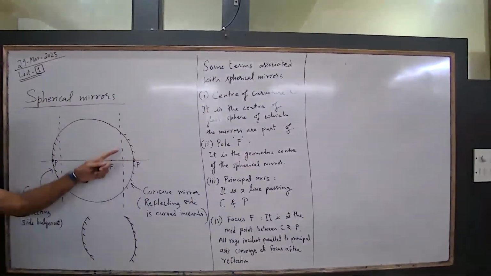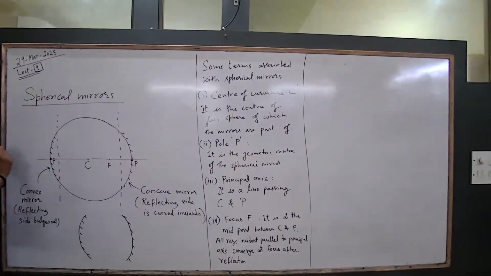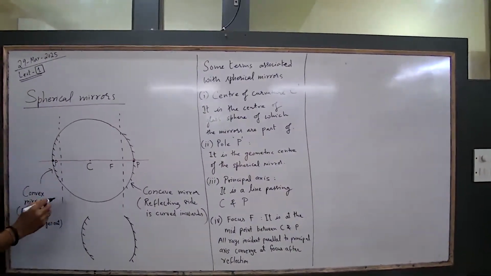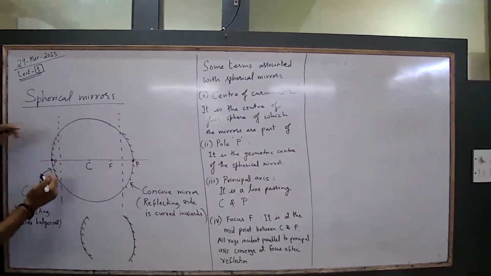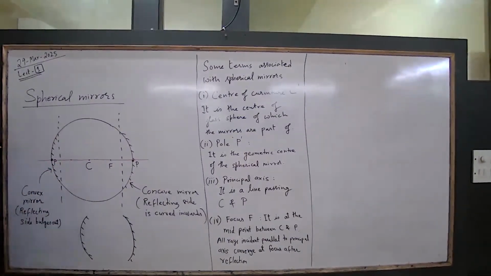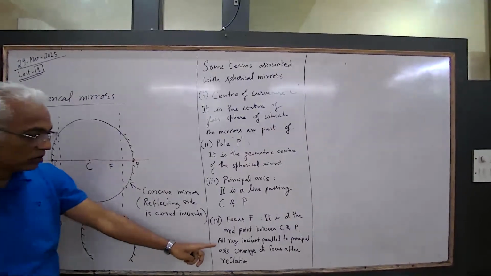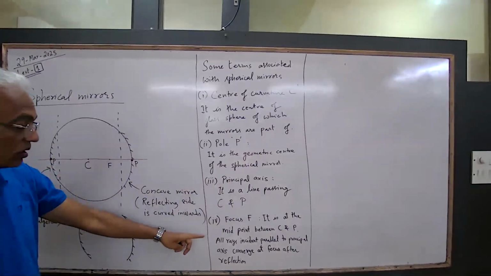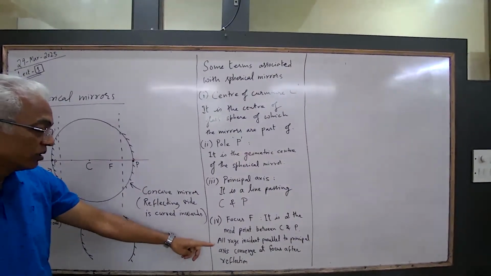Okay, this is only true for concave mirror. Whereas if the rays are coming here, in case of convex mirror, it will be reflected like this. So when they are extended backward, then it will come here. Okay? So it will become clear when I draw the diagram. So it is at the midpoint between C and P.